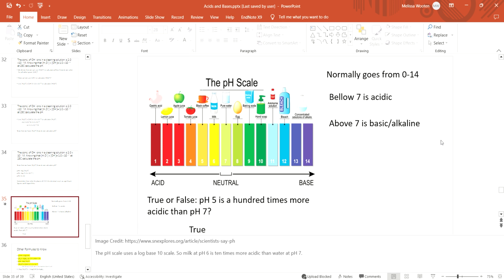So, knowing that, true or false? Is pH 5 100 times more acidic than pH 7? This is true because it is a base 10 scale. So from 5 to 6 is 10 times more acidic, from 5 to 7 is 100 times more acidic. If we were to compare, for example, the acidity of black coffee and an egg, you'd have 10, 100, 1000. So black coffee is 1,000 times more acidic than an egg. So even stuff in everyday life that you deal with every day has a great difference in acidity based upon the pH scale.